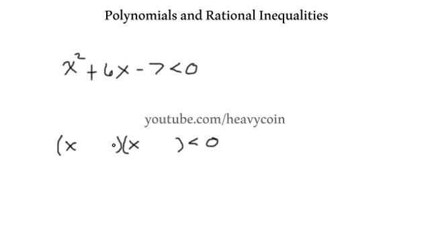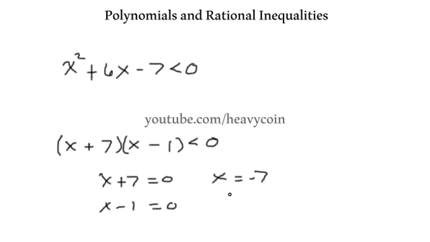And this is going to factor to x plus 7 times x minus 1. Right, because plus 7 minus 1 is a 6, and when you multiply them together, you get negative 7. So we're going to set both of these equal to 0. So x is equal to negative 7. Set the other factor equal to 0. x is equal to 1.